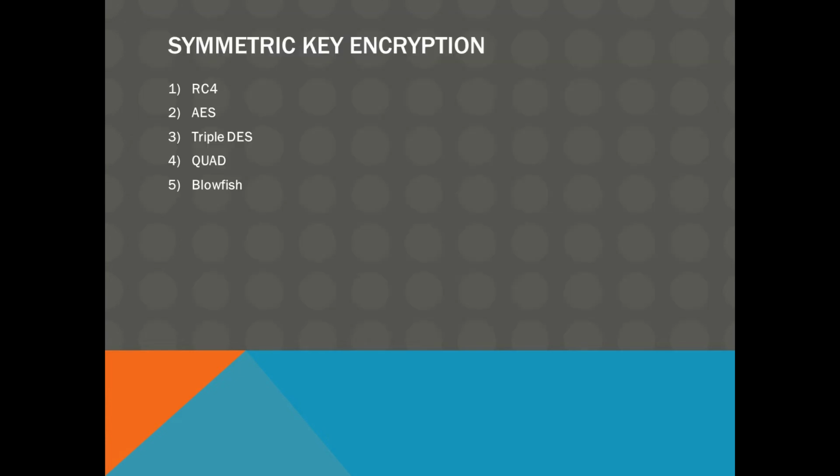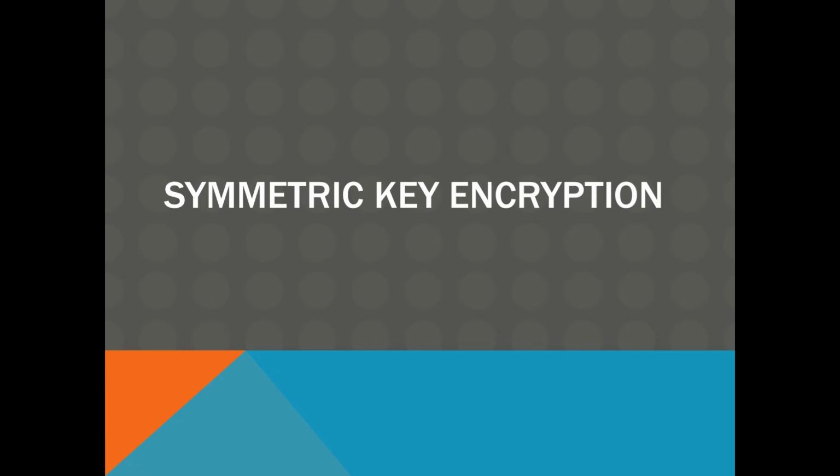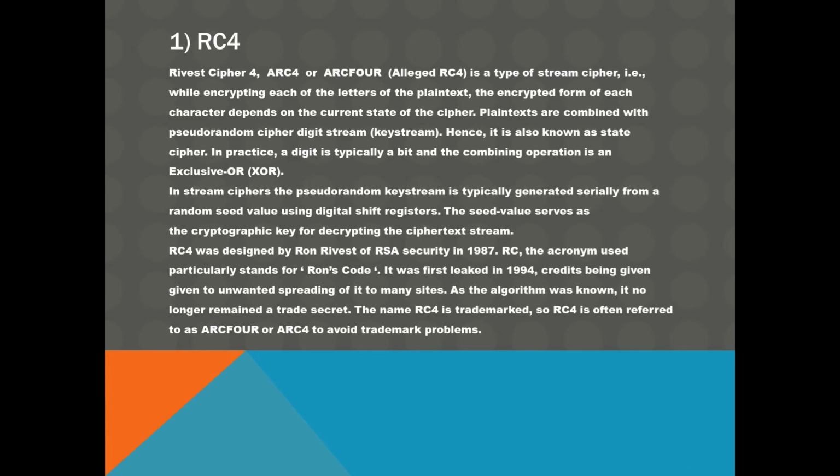So in today's video we are going to discuss the popular examples of symmetric key and asymmetric key encryption. So these are basically the 5 popular algorithms in symmetric key encryption, and in asymmetric encryption these are the 4 popular algorithms. So we are first of all going to dive into symmetric key encryption. So the first algorithm which we have is RC4.